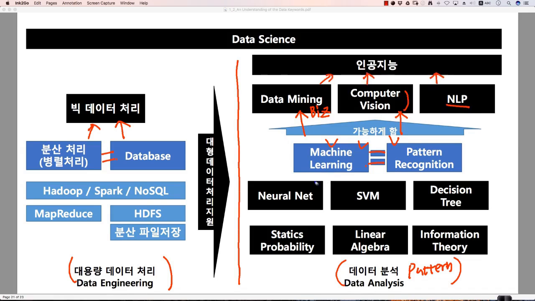Then there are various algorithms that make machine learning possible. Among the algorithms that make up machine learning, neural networks, for instance, are the beginnings of deep learning. Then there are support vector machines, decision trees, and so on. These are supported by mathematical foundations such as probability, statistics, or linear algebra. There's also information theory. These come together to form a big picture. Similarly, technologies like Hadoop, Spark, and NoSQL are needed for distributed or parallel processing.